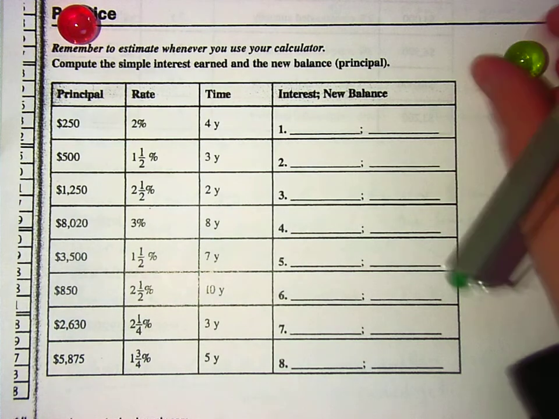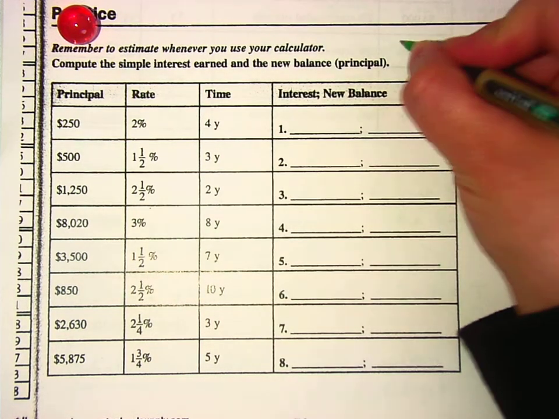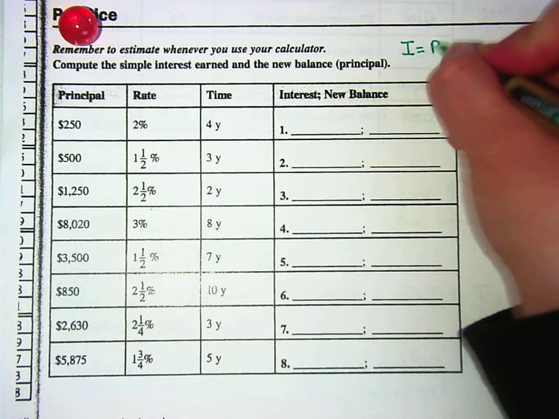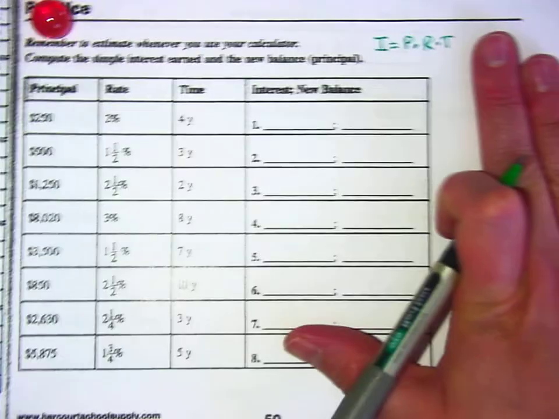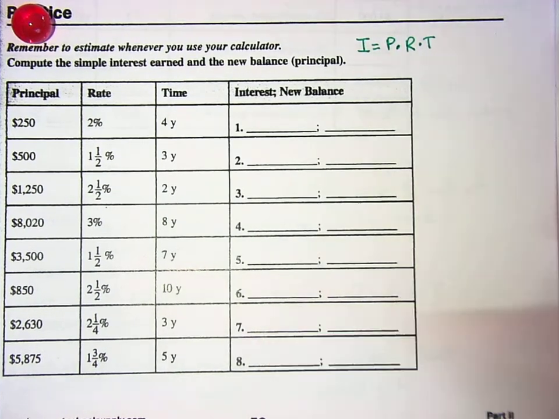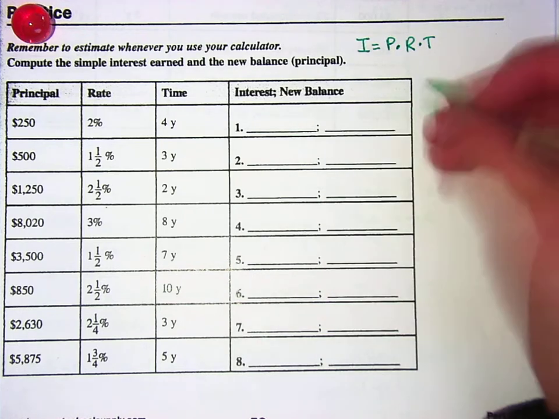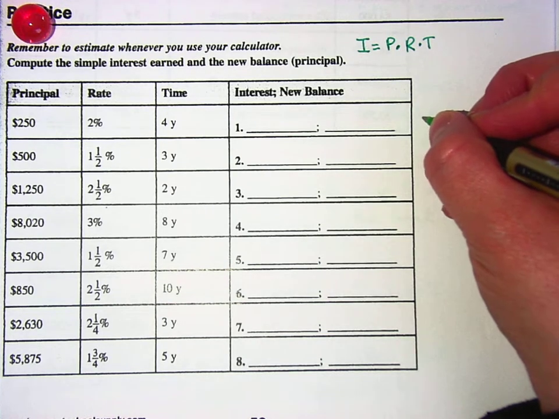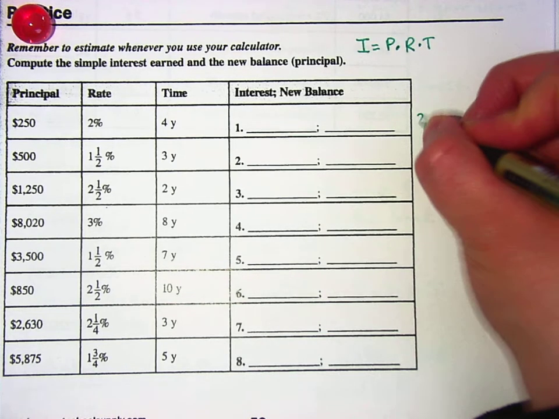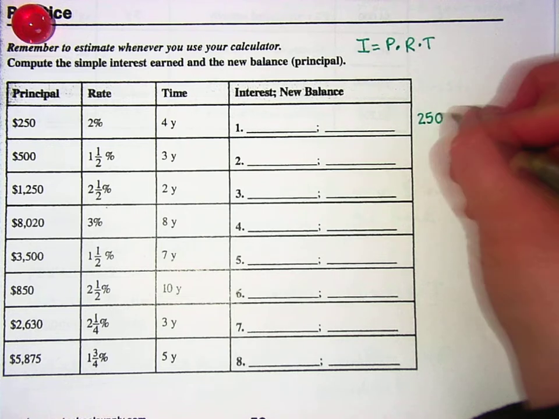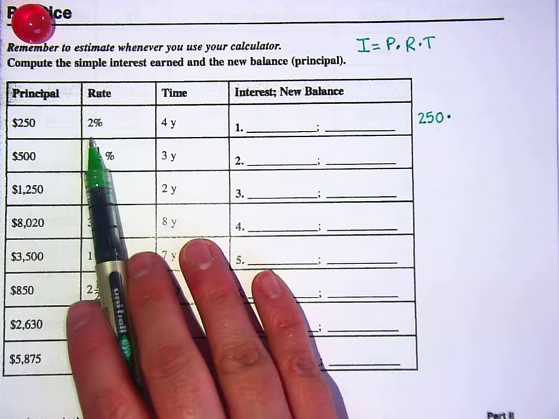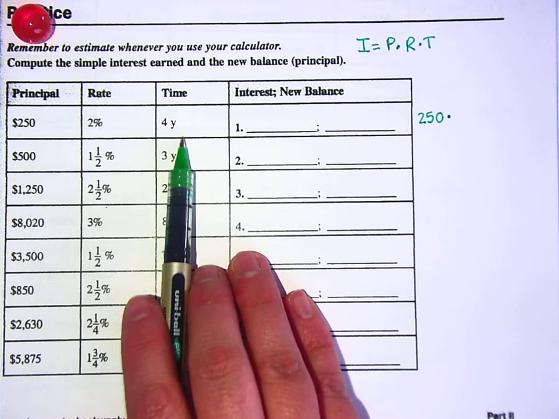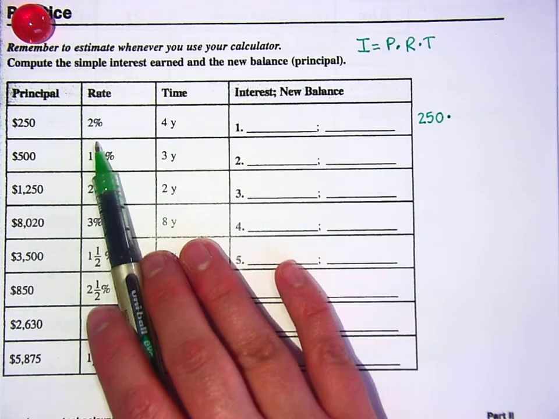Okay, so I'm going to write it right here. The formula for simple interest is interest equals principal times rate times time. And I do expect you to show your work on these problems. So right next to it over here, I'm going to write this out. What is my principal? 250. That's how much money you're starting with in your bank account. So you decide to put 250 in the bank account, and you get 2% interest for 4 years. So the rate is that 2%.